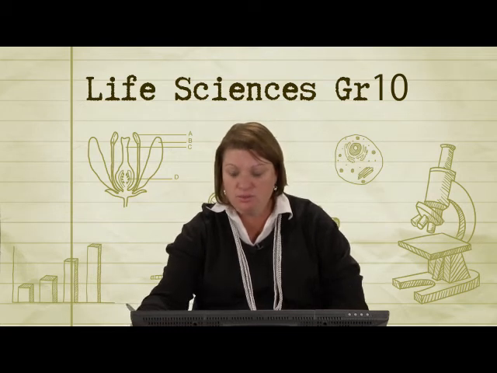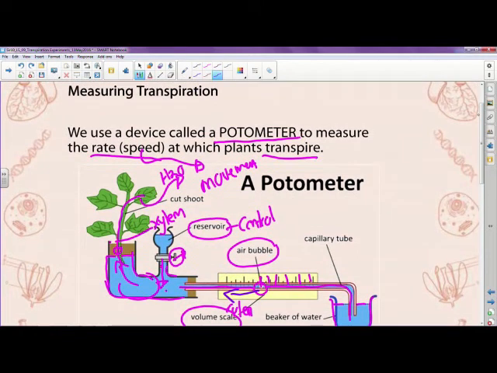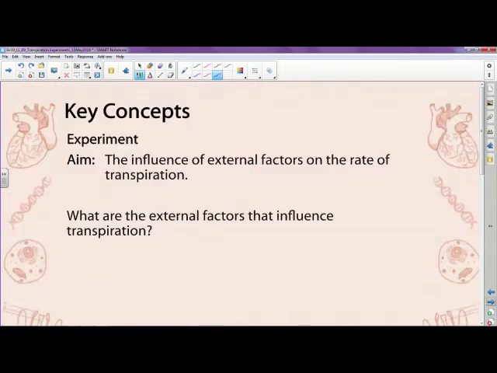Okay, so now when we look at the experiment, guys, let's start at the top. We want to measure how fast transpiration occurs. Now, our experiment that we're going to look at, let's start with the aim. Remember, my aim is my direction. I want to know the influence. What does that mean? The influence of external factors on the rate of transpiration.